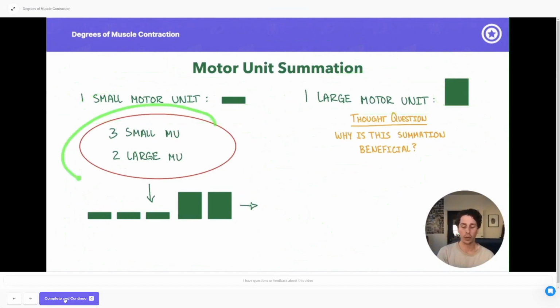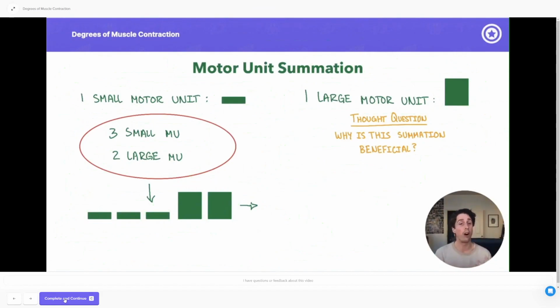And so right here we have this imaginary muscle, you can say. We can see that this is going to have 3 small motor units and 2 large motor units. We're going to have the tension from the 3 small, and then the tension from the 2 large. During motor unit summation, the smaller motor units are going to be recruited first, and then the larger motor units will be recruited. So we're going to have this one recruited first, then this, and then the large ones will be recruited.